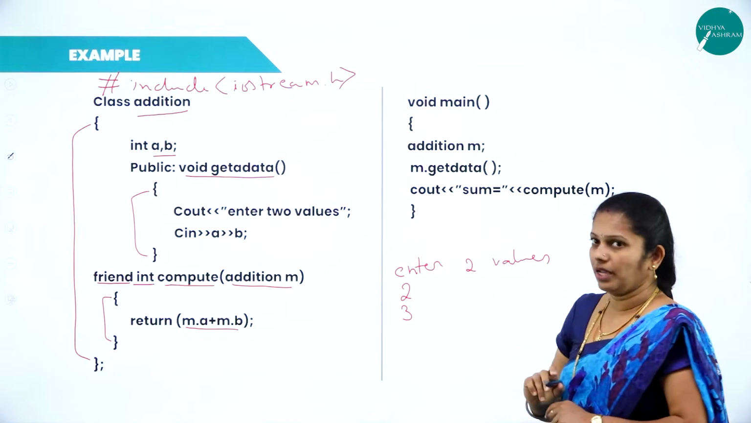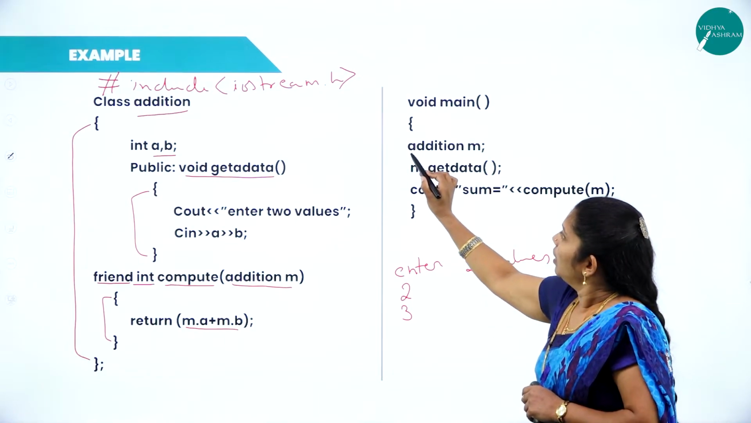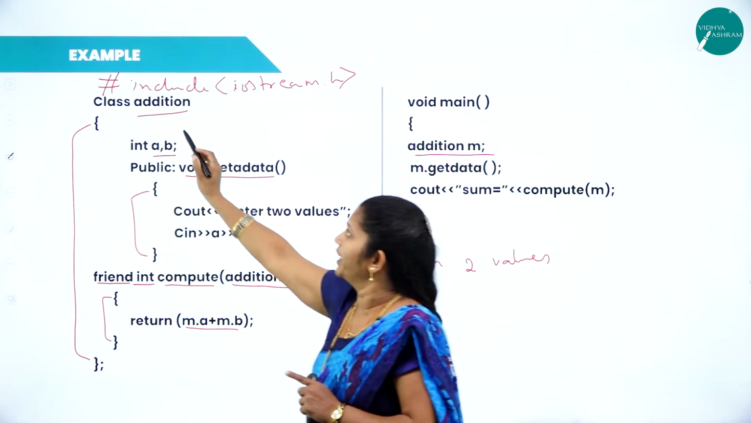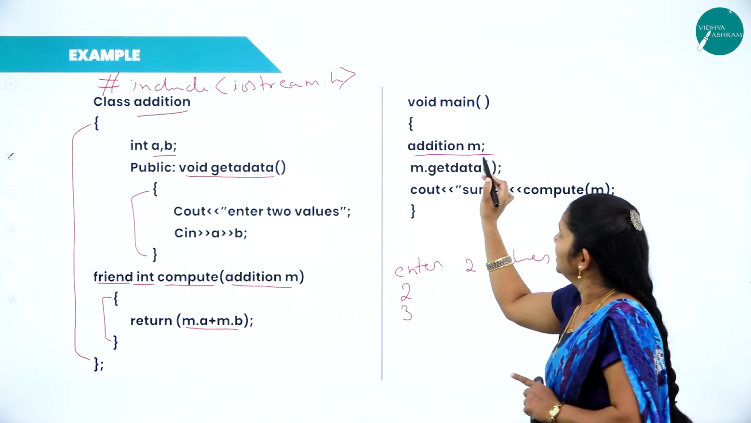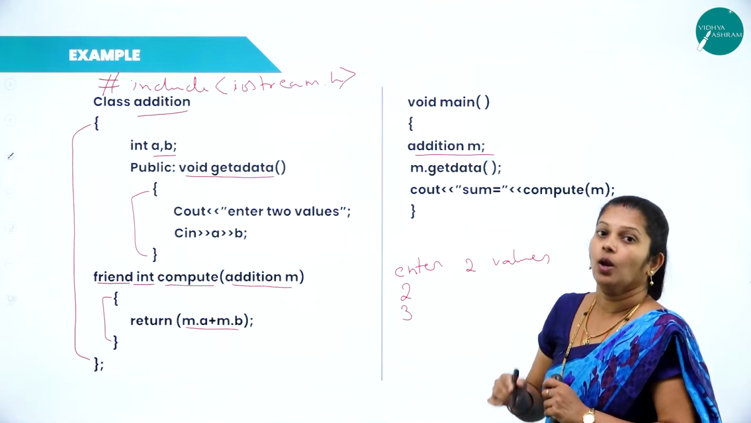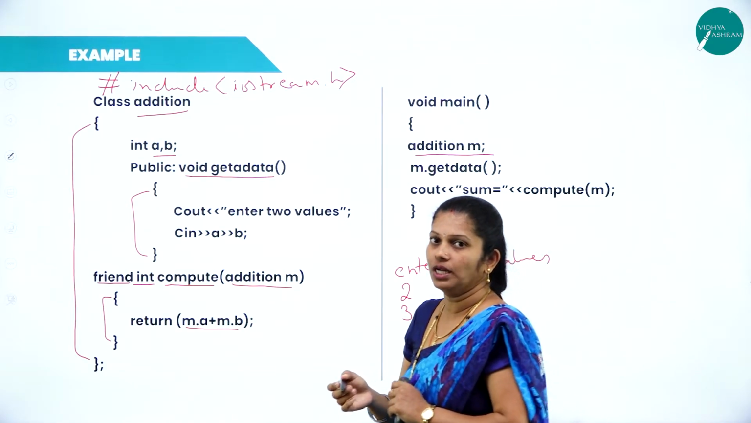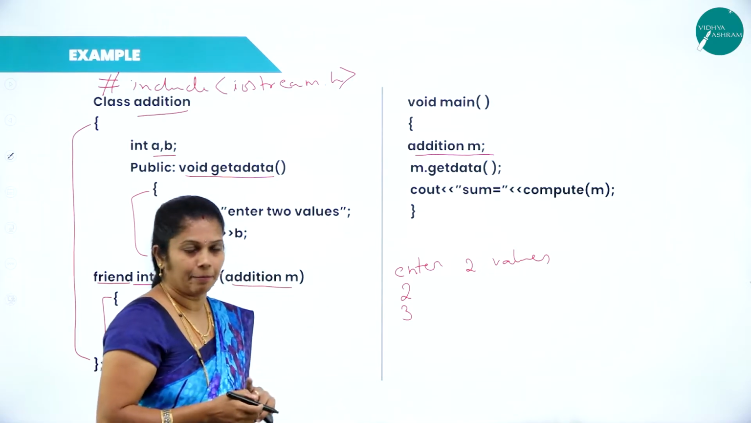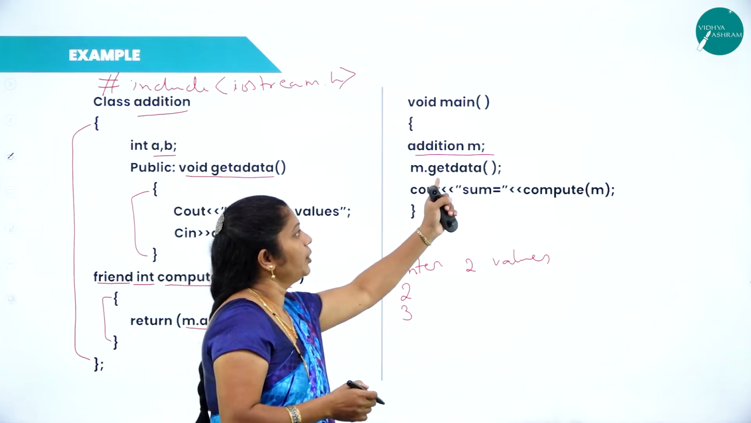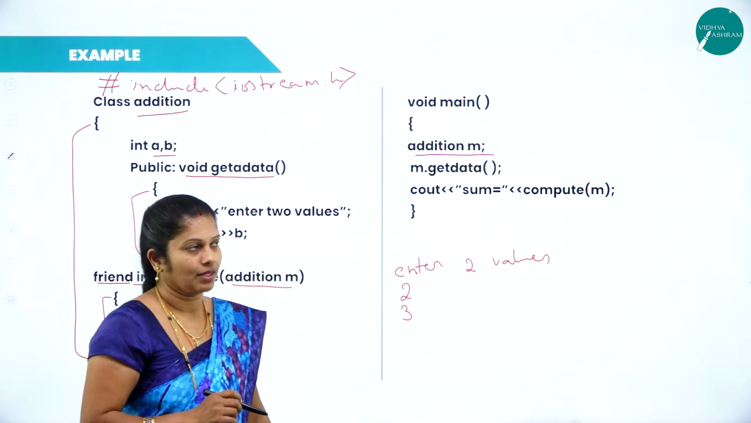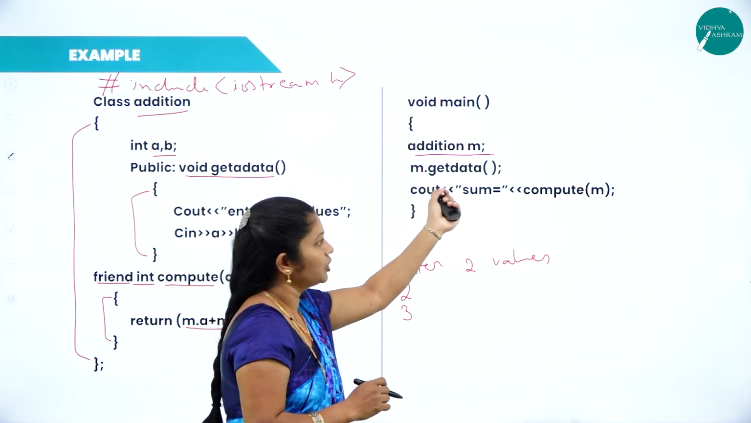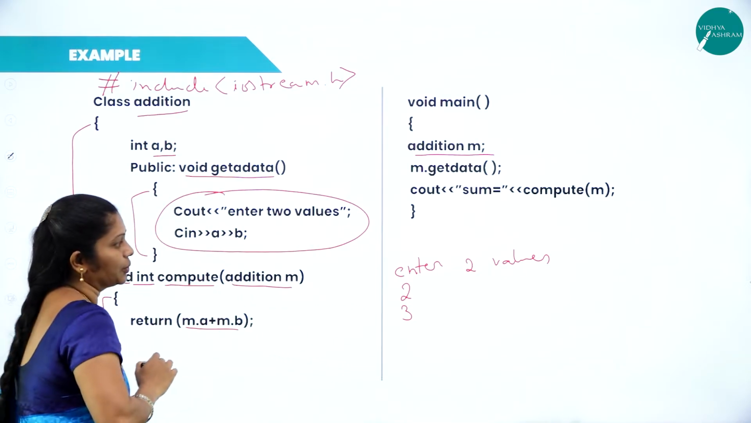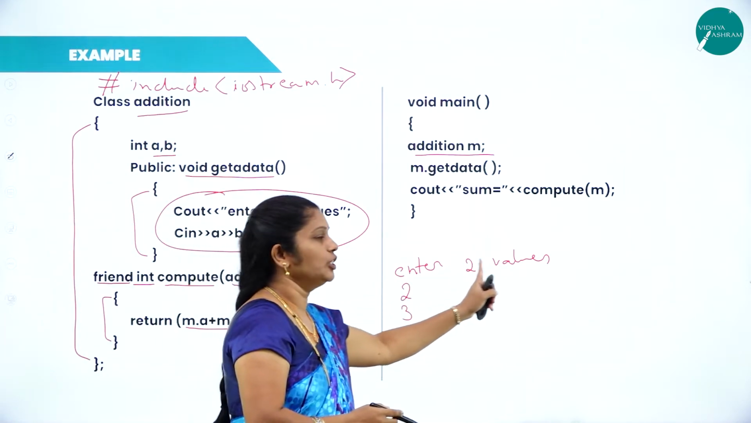But when we come to the main program, here we are creating the object. How to create an object? The class name is addition, and m is the object name. Whatever name you want for the object, you can give that name. In this case, I have given the object name m. Then if you observe m.getData, when I write object.getData function, this particular part is going to execute. Then in the output screen you will get: enter two numbers.